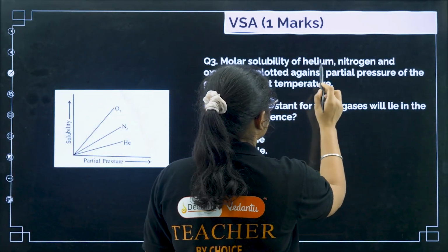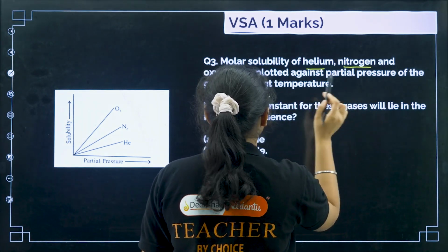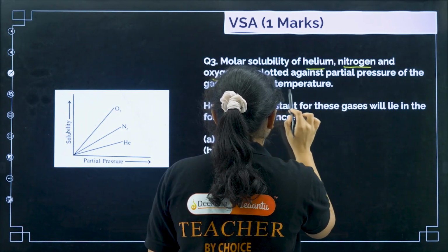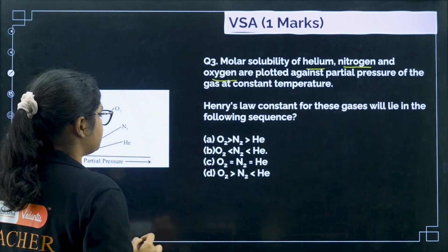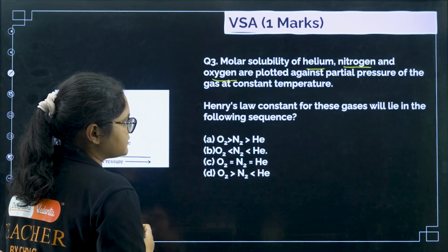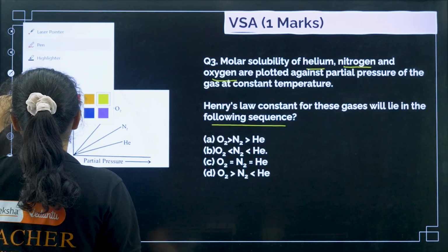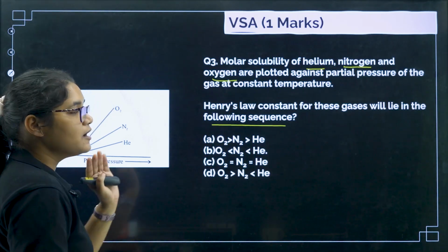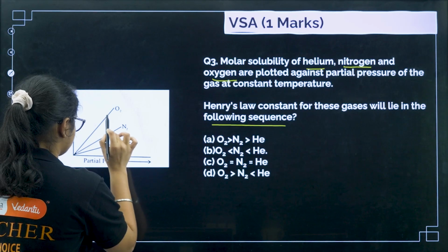Molar solubility of helium, nitrogen and oxygen are plotted against the partial pressure of the gas at constant temperature. So solubility with respect to partial pressure is given to you. Henry's law constant for these gases will lie in the following sequence. What we can do is fix one constant pressure. Suppose I take this as the pressure.